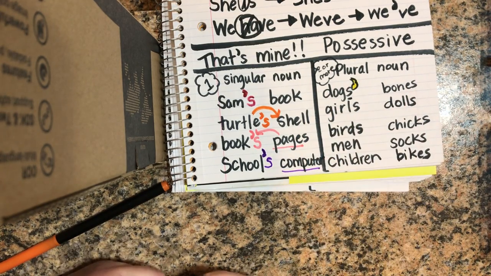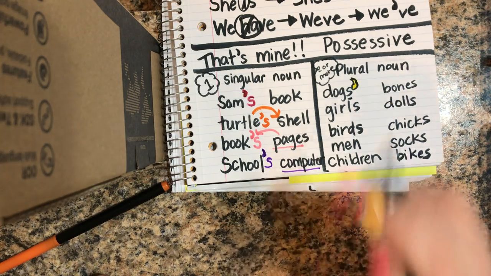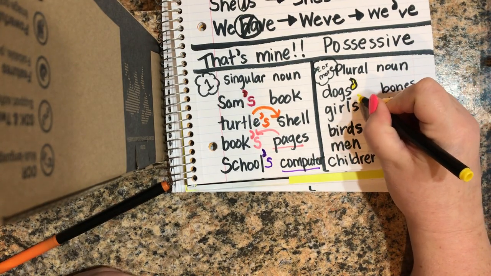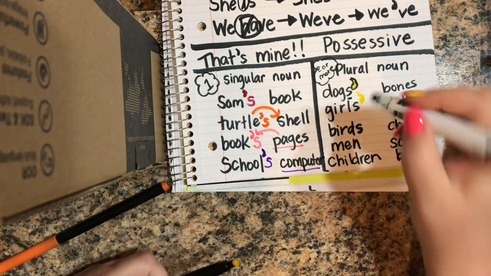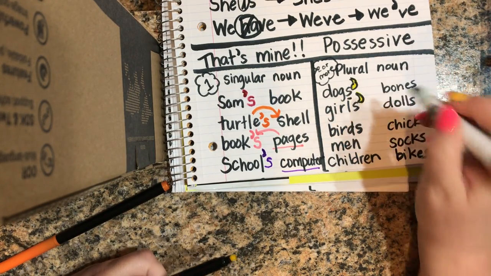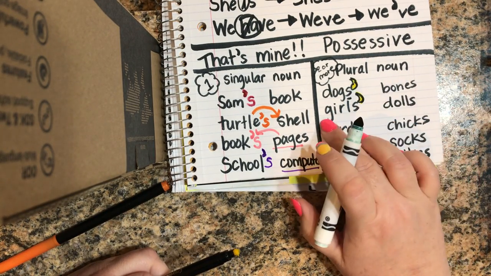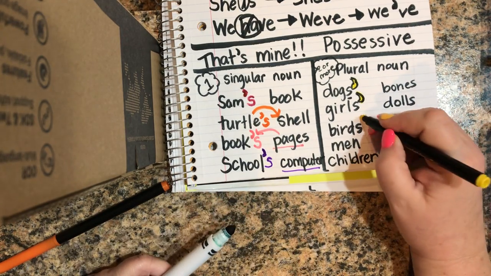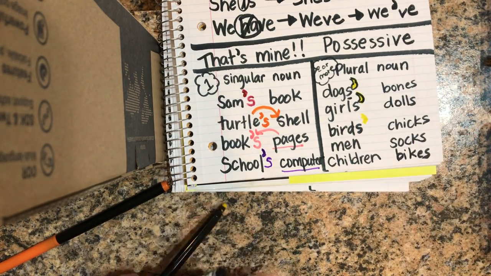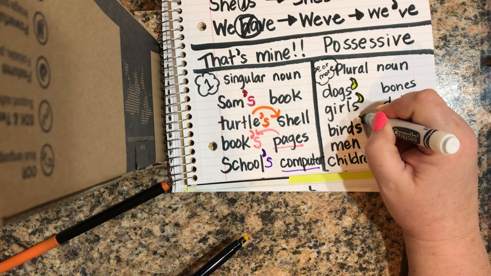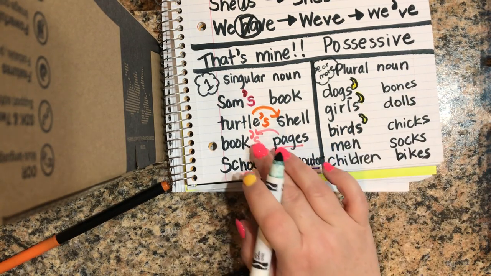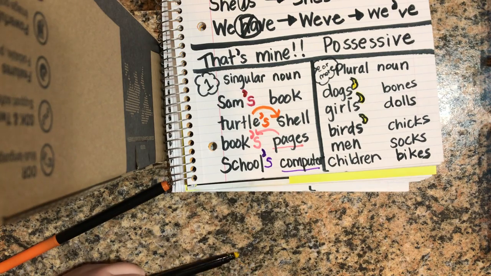Same thing with girls. There's more than one girl. So we're going to put an apostrophe behind the S, but we are not going to add an S. That would be the girls' dolls. And so when it ends in an S, just like with birds, and it's plural, we're going to use the apostrophe, but not add the S like we do with the singular.